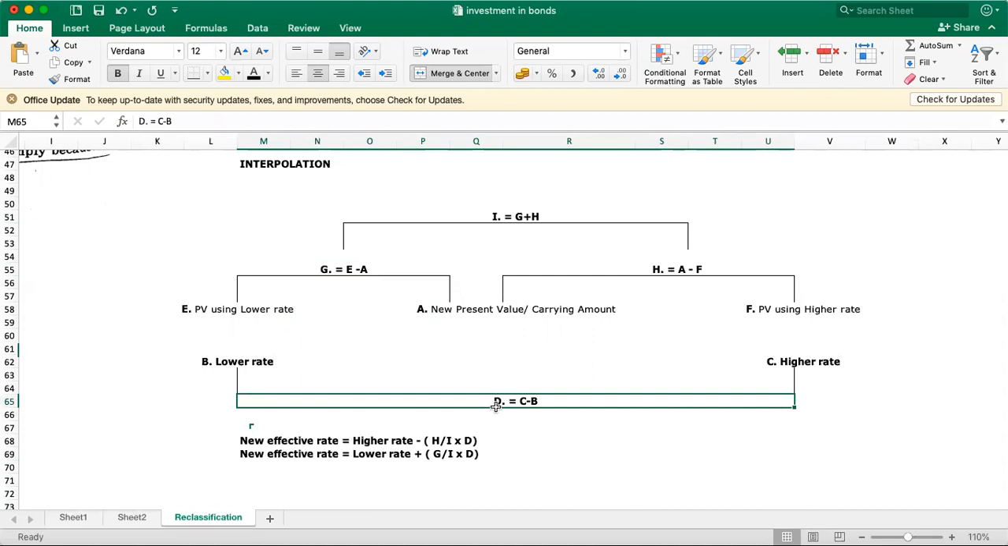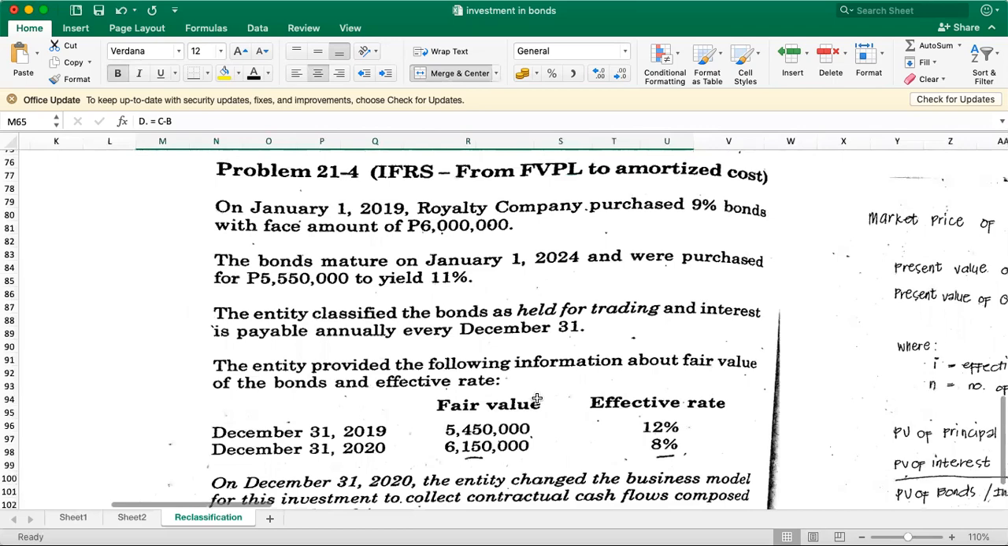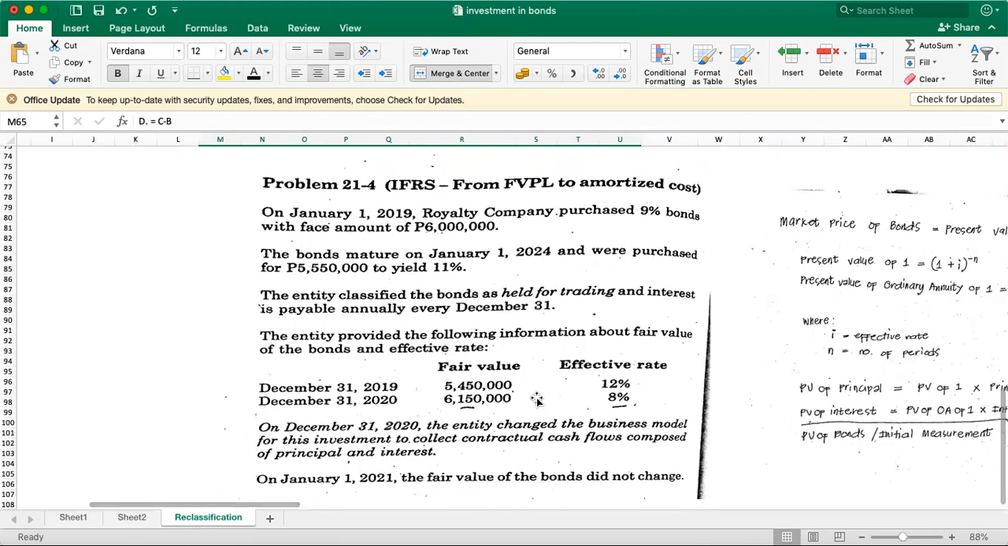Let's have an example to prove that this really works. This is an example from the book of Valix, problem 21-4, from FVPL to amortized cost. On January 1, 2019, Royalty Company purchased 9% bonds with face amount of 6 million. The bonds mature on January 1, 2024 and were purchased for 5,550,000 to yield 11%. So its maturity is 5 years: 19, 20, 21, 22, 23. The entity classifies the bonds as held for trading.